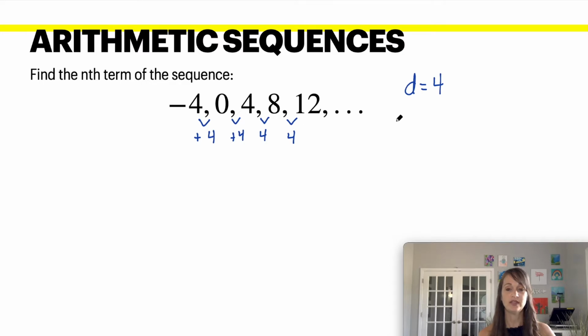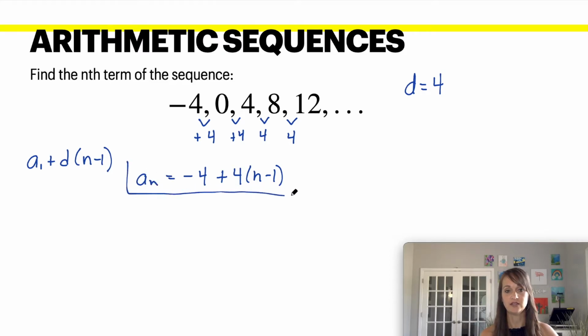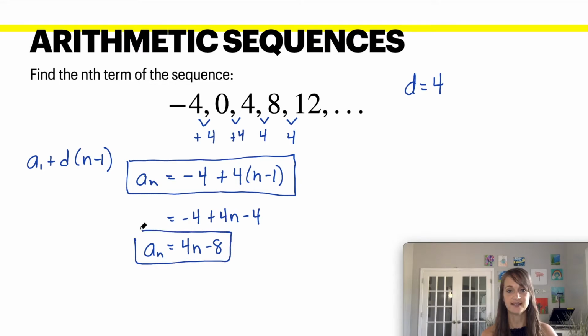And so the nth term was the first term plus d times n minus 1. We know our first term, it's -4. So -4 plus d, which is 4, times n minus 1 is the formula of our nth term. You can either leave it there, or you can simplify by distributing the 4. -4 and -4 gives you -8. And so you could also write it like that.